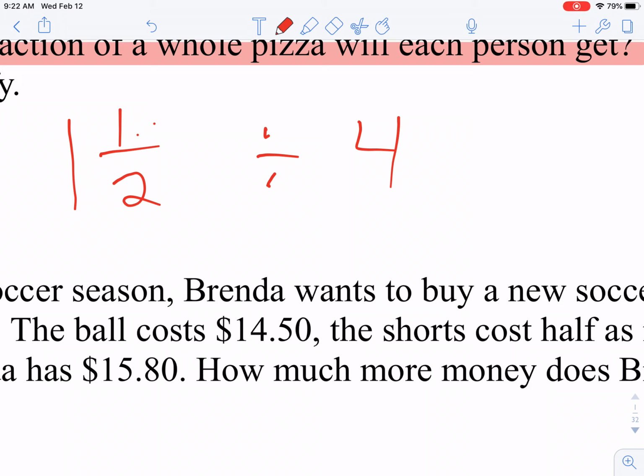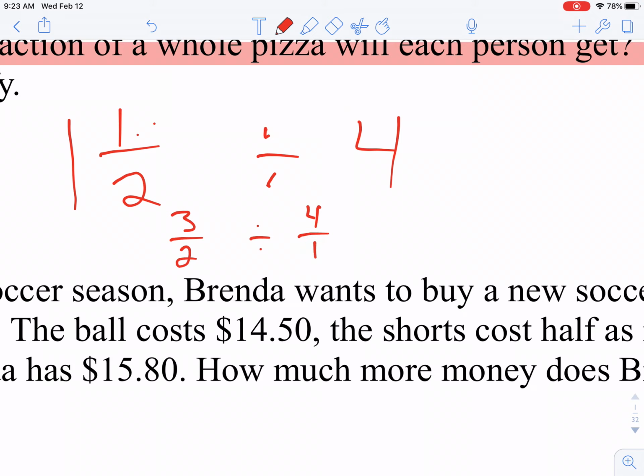So just like before, I'm going to change these into improper fractions. So the first thing I want to do is I'm simply going to change 1 1/2 to 3 over 2. And then I'm going to keep it division, and I'm going to change 4 to 4 over 1.